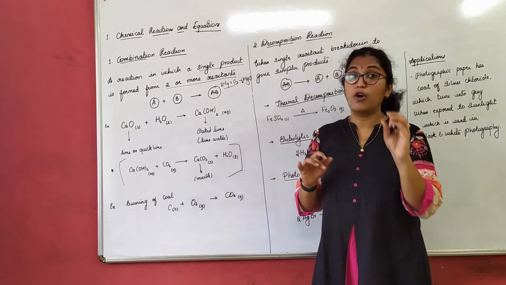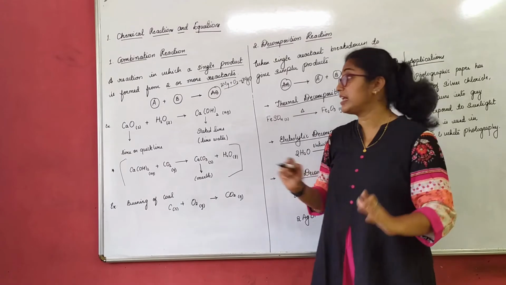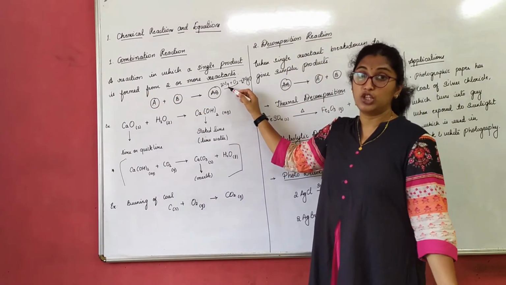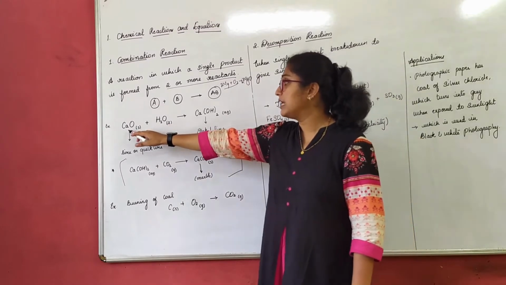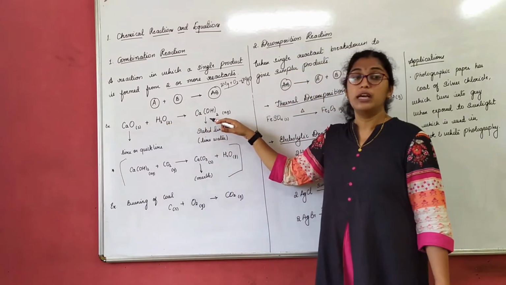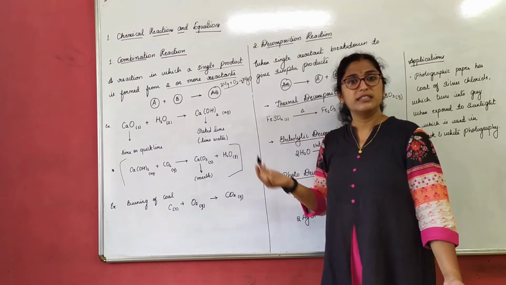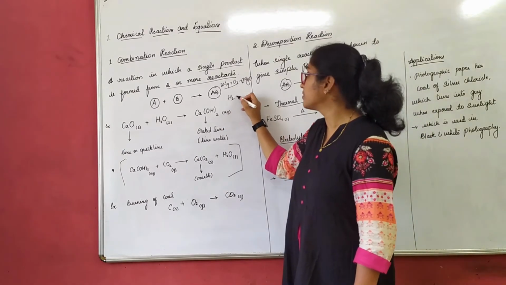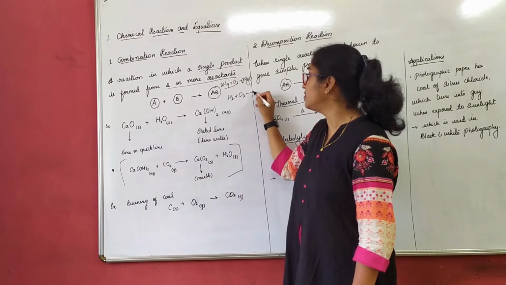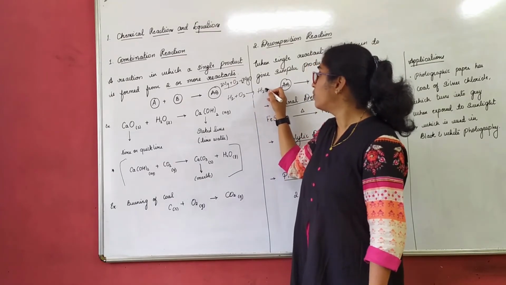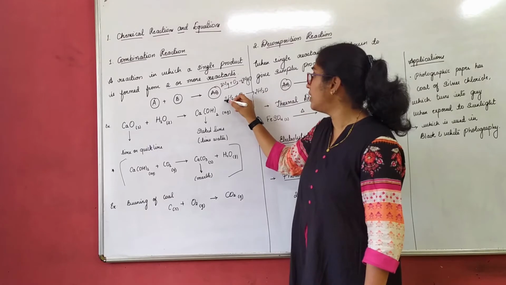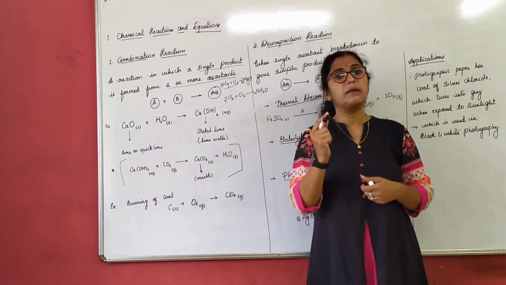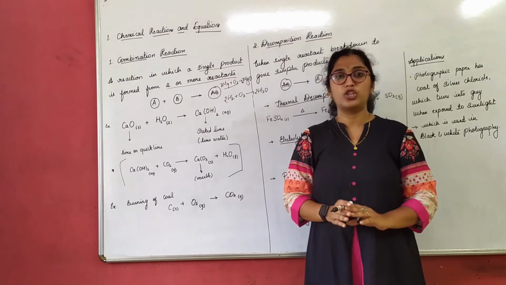If asked what is a combination reaction, give an example. You can either write the magnesium ribbon example, or simply calcium oxide plus water gives you calcium hydroxide. This is an example you can give, or hydrogen plus oxygen will give you what? Water, correct? 2 and 2. Any two reactants when you combine and you get a single product is called a combination reaction.